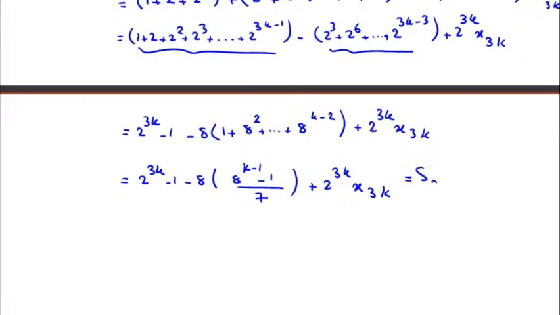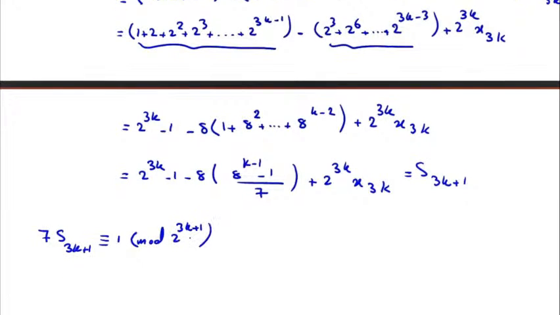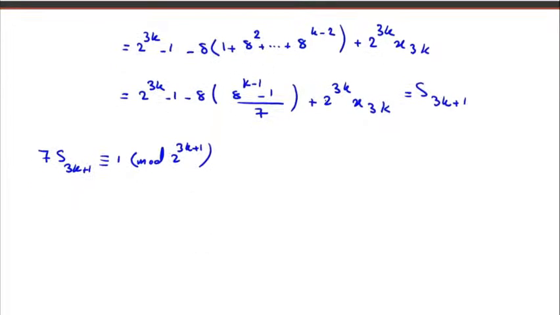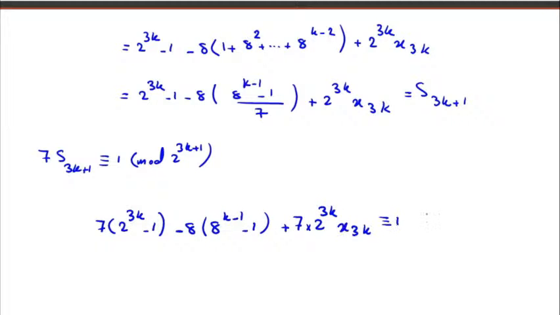It is equal to s 3k plus 1. Now, we know that 7 s 3k plus 1 is 1 mod 2 to the power of 3k plus 1. So we can say, if we multiply 7 by this, it will be 7 times 2 to the 3k minus 1 minus 8 times 8 to the k minus 1 minus 1 plus 7 times 2 to the 3k x 3k is congruent to 1 mod 2 to the 3k plus 1.